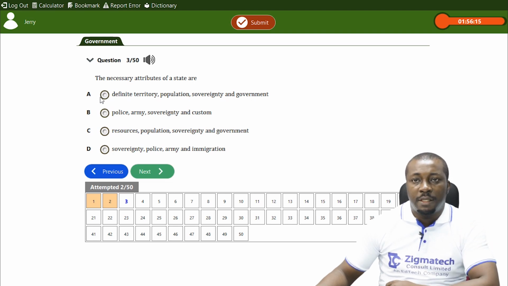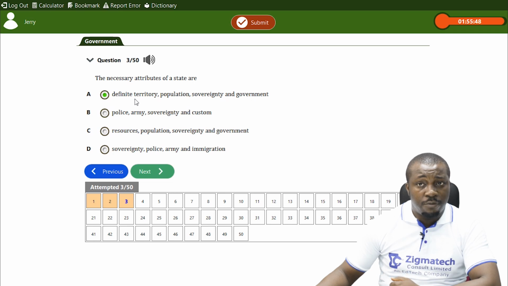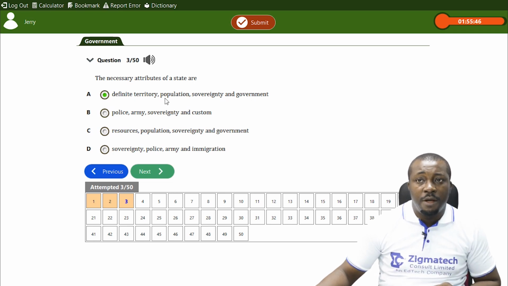Now, A says defined territory, population, sovereignty, and the government. B says police, which is not a unique feature of state. Army is not. Sovereignty is, custom is not. Resources are not a unique feature of a state. Population is, sovereignty is, government is. D says sovereignty, police, army, immigration. It's only sovereignty that is a unique feature of a state. Rather, A harbors all the unique features of the state, which are defined territory, population, sovereignty, and government. So A is the answer.